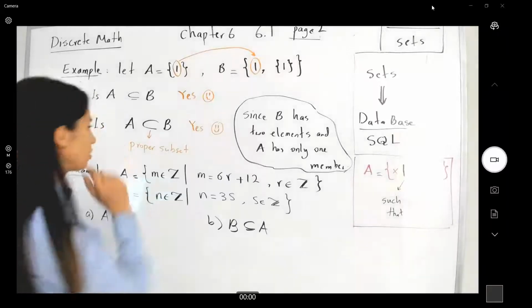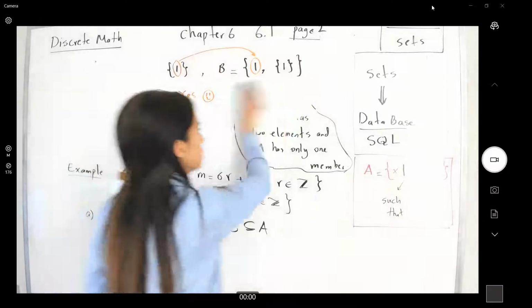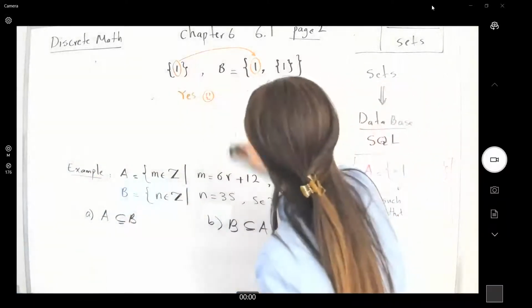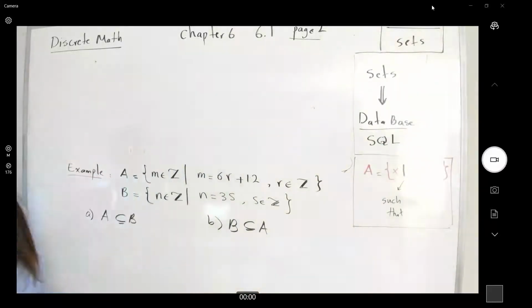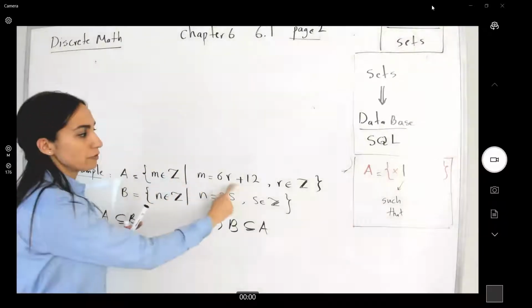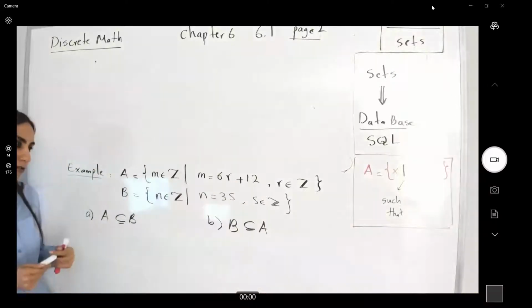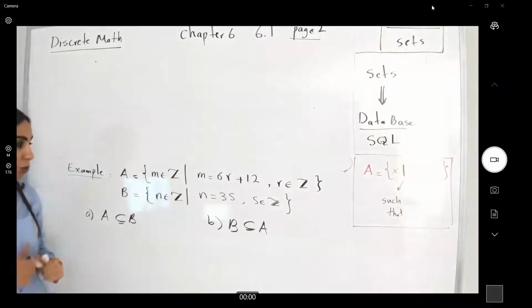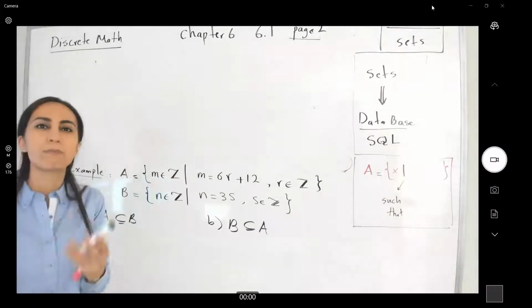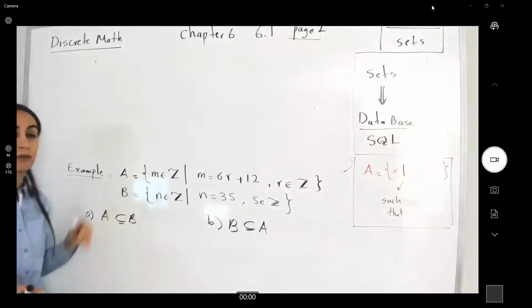Very well. So let's take a look at these two sets. My first set says, hey, I have all of the integers that can be written as 6r plus 12. My second set is the set of all multiples of 3. Well, which set is bigger than the other one? Is it A included in B, or is it B included in A?